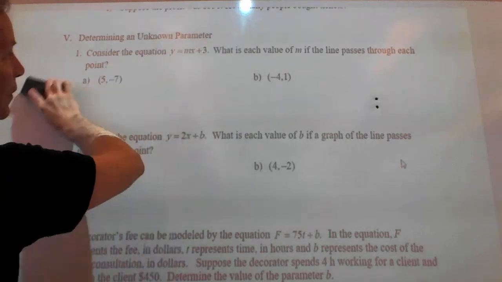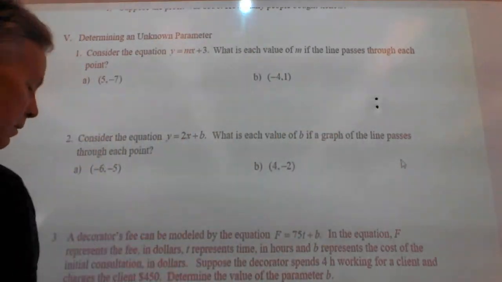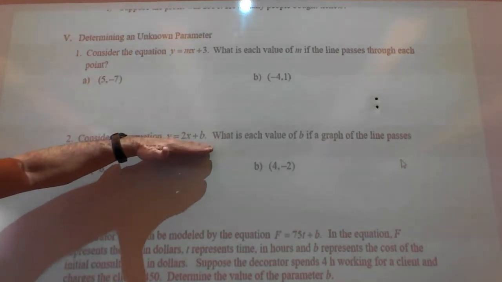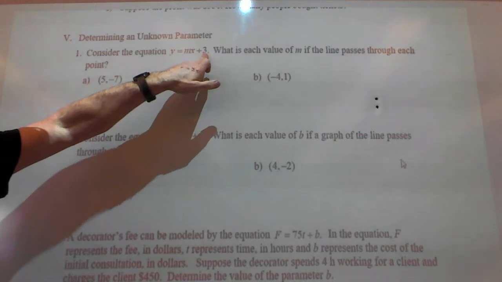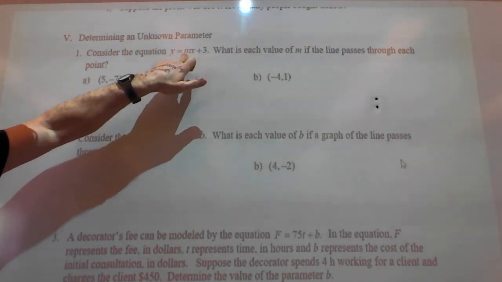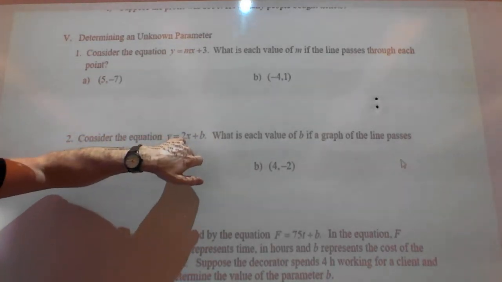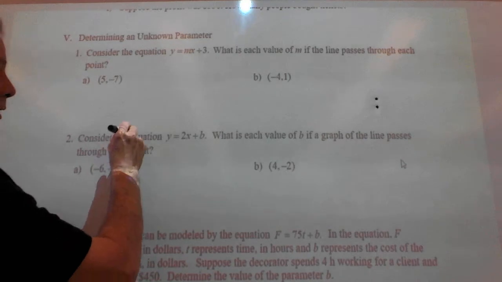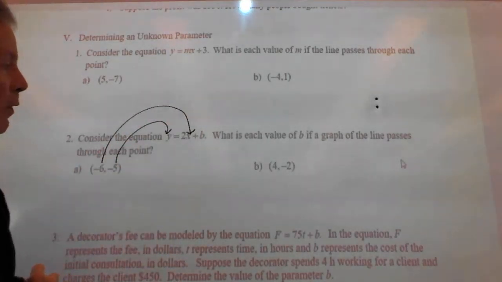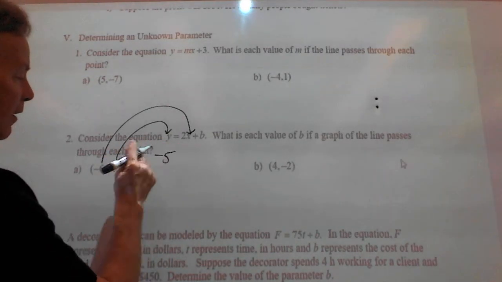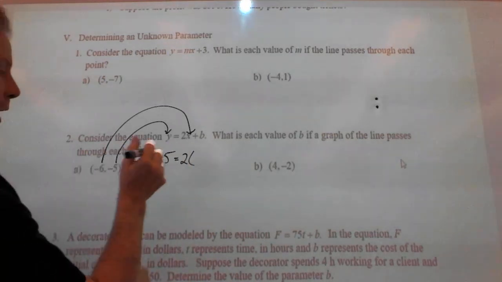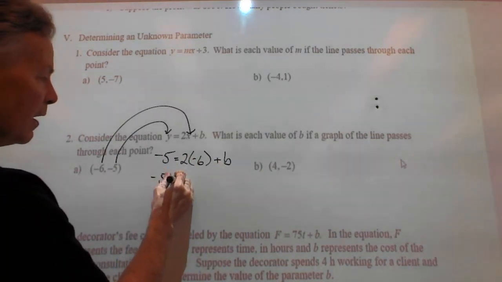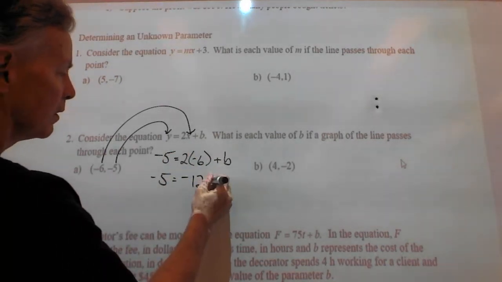Now, we can do exactly the same thing with an equation like this. In the first example, we were given the y-intercept and asked to find a value for the slope. Here, it's the opposite. We're given a value for the slope and asked to find the y-intercept. So again, no big deal. Take your y value, sub it in where you see y. Take your x value, sub it in where you see x. That will give us negative 5, our y value, equals 2 times negative 6, our x value, plus b. Simplify your equation. Negative 5 equals negative 12, right? 2 times negative 6, plus b.